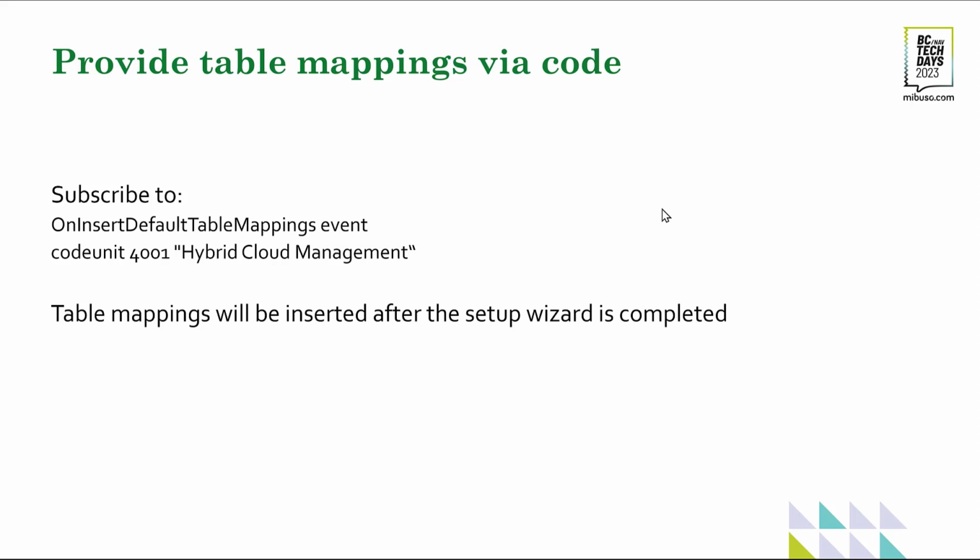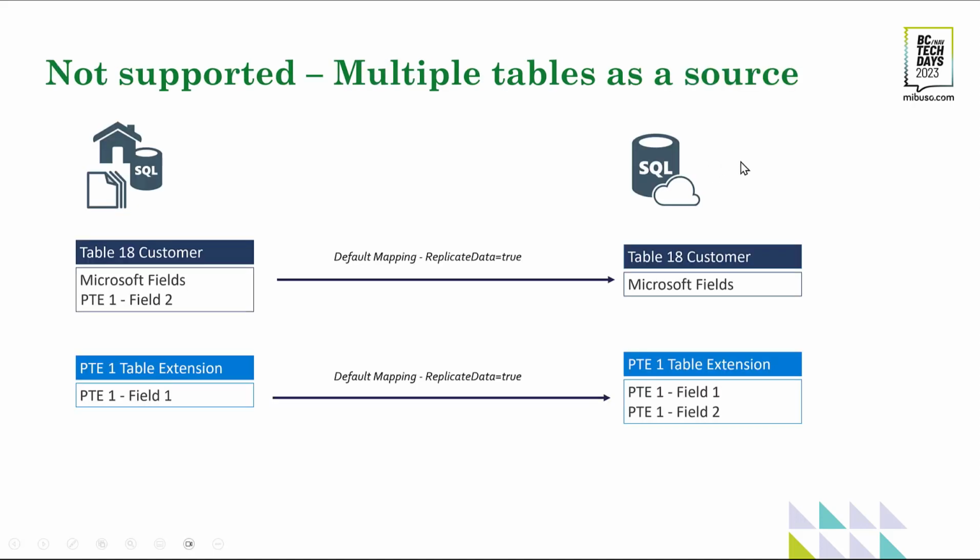However, if you are a large provider, like an ISV, and you're going to have many people using the migration mappings that you're defining, it's possible to programmatically provide migration table mappings by subscribing to the onInsert default table mappings event from codeunit 4001. So if you do this through code, then the table mappings are going to be inserted each time when you complete the setup wizard, or if you invoke the reset migration table mappings action on the migration table mappings page.